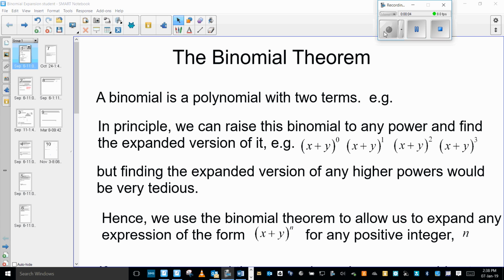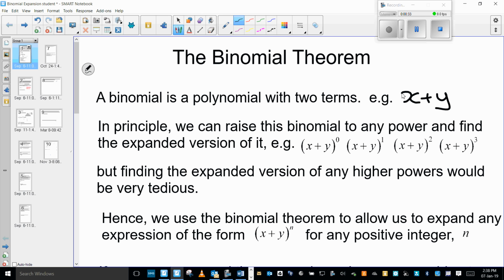Alright, binomial theory. A binomial is a polynomial with two terms. Example, x plus y. A polynomial has lots of terms, but this is a binomial, so it's got two terms. In principle, we can raise this binomial to any power and find the expanded version of it.